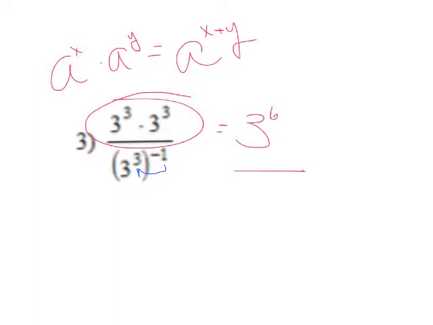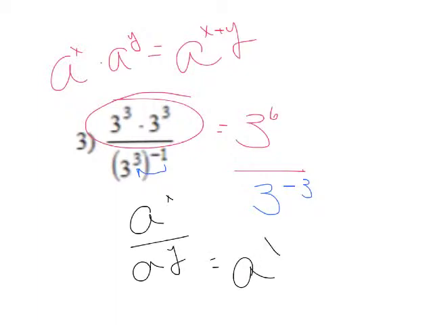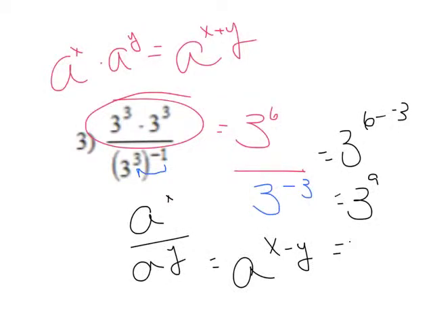So I'm going to distribute the exponent, and I'll have 3 to the negative third. We also know that a to the x over a to the y is equal to a to the x minus y. Therefore, this is 3 to the 6 minus negative 3, which is 3 to the 9th, which is 19,683.